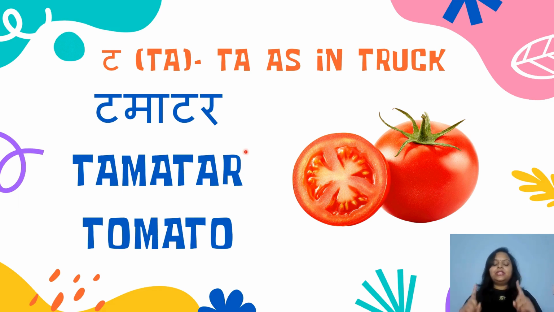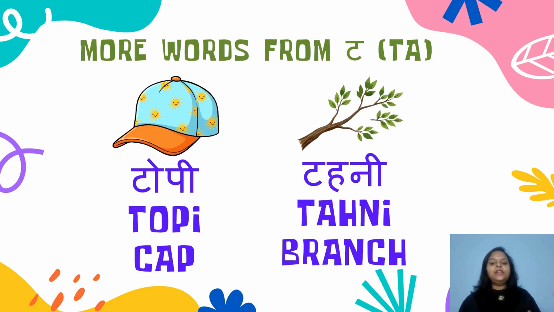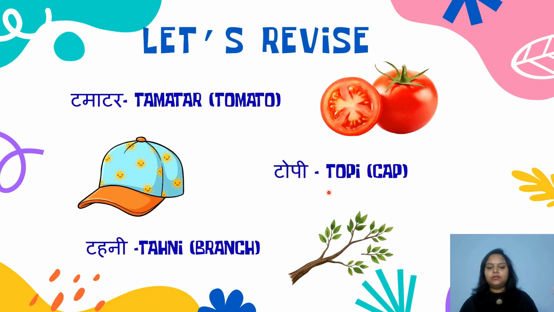Let's begin with the first consonant of this series, ta. The sound of ta is ta as in truck. And the word starting from ta is tamatar. Tomato in English is called tamatar in Hindi. More words from ta are topi, that is cap, and tehni, that is branch. The branch of a tree is called tehni in Hindi. So let's revise once again. Repeat with me: tamatar, topi, and tehni. Very good.